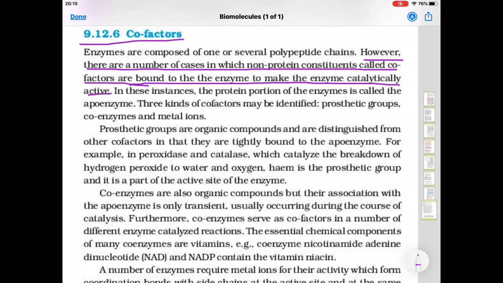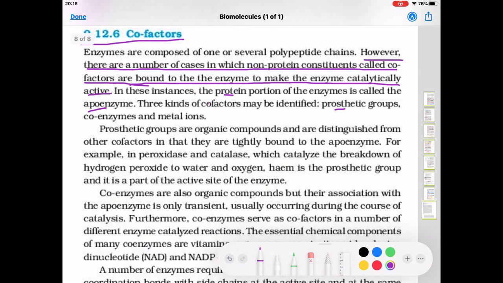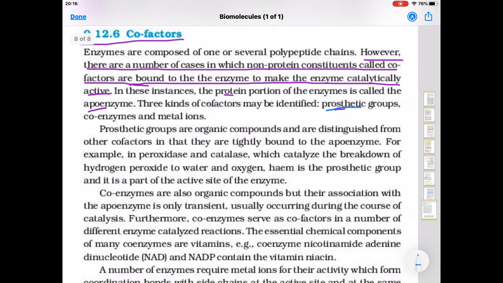3 kinds of cofactors may be identified: prosthetic group, coenzyme, and metal ions. So first, enzyme can be of 2 types, which contain protein part and non-protein part. Protein part is known as apoenzyme and non-protein part is known as cofactor. This cofactor again can be of 3 types: prosthetic group, coenzyme, and metal ion.